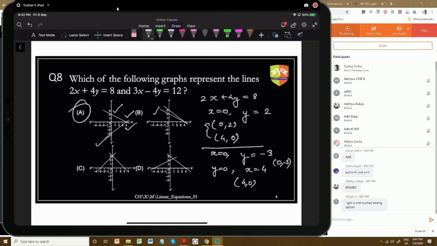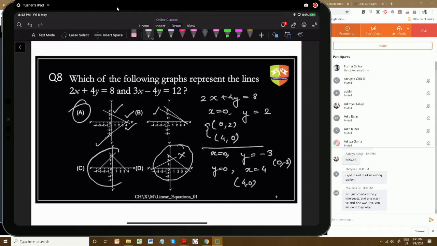So you didn't require to solve them. But one has positive, one has negative, so don't you think you can get stuck here also? One has positive, one has negative intercept here also, so there are more such options, Momita. Momita is saying, can we check these slopes or y-intercepts? Okay, so you can eliminate, you can do that.